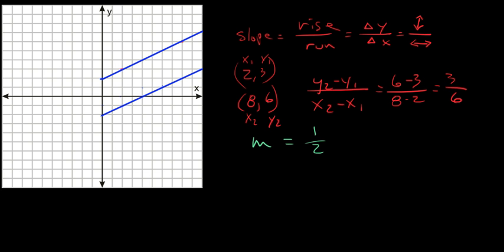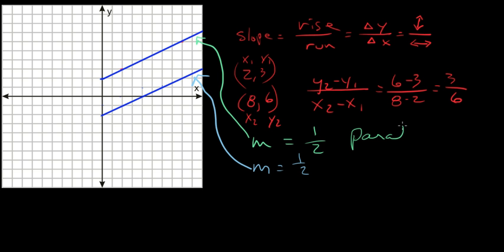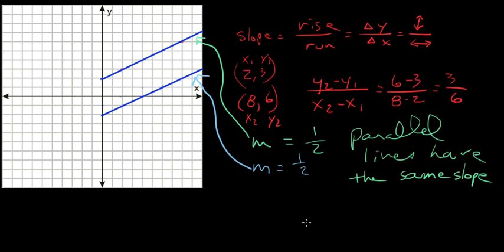So this new line that I just drew has a slope of 1/2, and compared to this other one, which also has a slope of 1/2, because they're parallel, parallel lines have the same slope. And what about perpendicular lines?